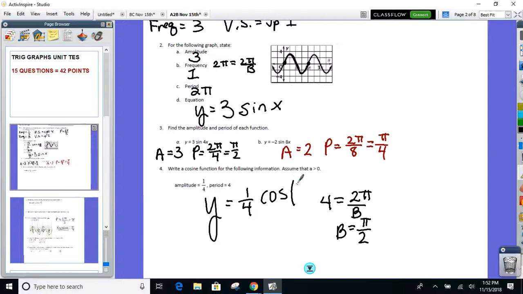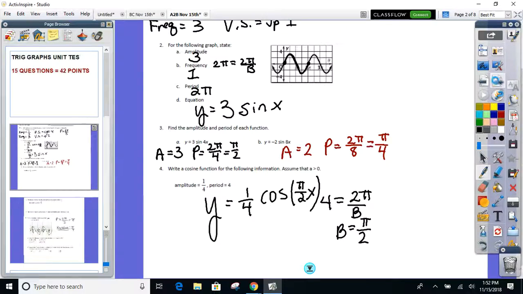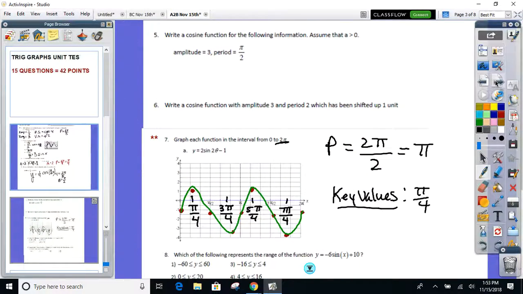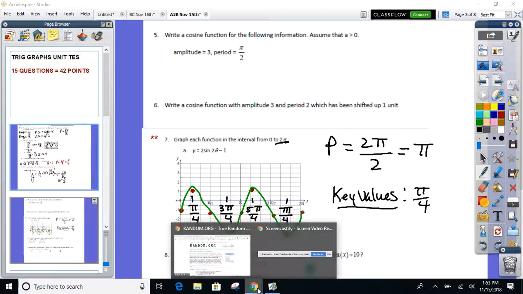Cosine. Yep, and it says nothing about a shift, so I will not put anything in there. I'm not going to do number 5 with you because it's the same exact question, except different amplitude and period. But we will do 6 since it has a little shift in it. All right, so number 6.